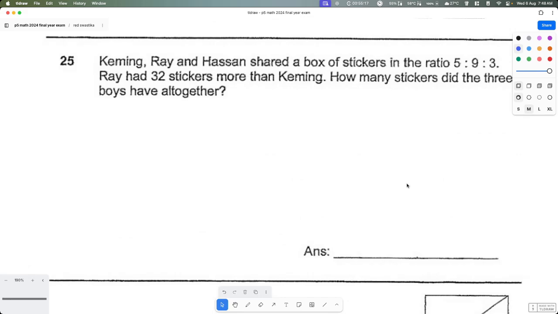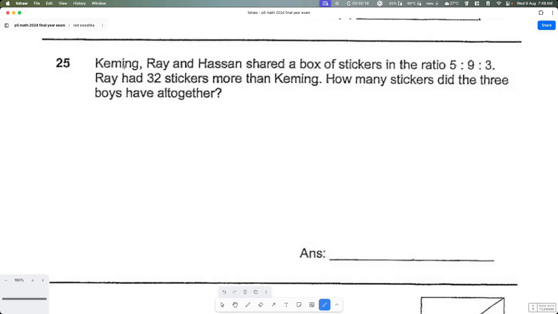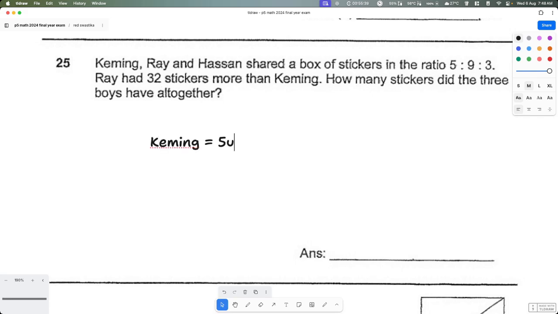Okay, let's move on to question 25. Kaming, Ray, and Hassan shared a box of stickers in the ratio 5, 9, and 3. Ray had 32 stickers more than Kaming. How many stickers did the three boys have altogether? So Kaming, I'm just going to put a capital K, has 5 units. Right, Ray is equal to 9 units. And then Hassan has 3 units.